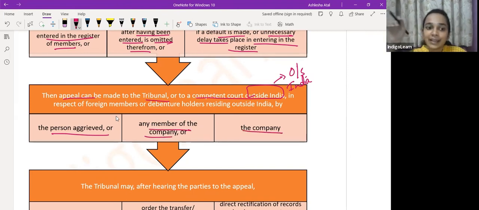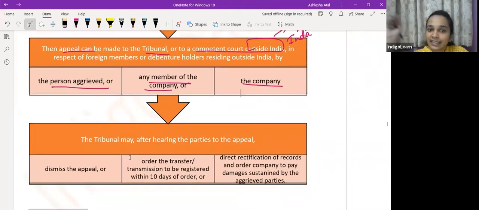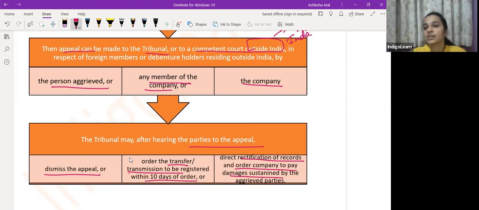So the appeal can be filed either by the person who's aggrieved, that is who suffers, or by any member of the company, or by the company itself. They can file an appeal either with the tribunal or any competent court outside India in case of a foreign member. And the tribunal may, after hearing the parties to the appeal, either dismiss the appeal or order the transfer or transmission to be registered within 10 days of order, or direct the rectification of records and order company to pay damages which are sustained by the aggrieved party.